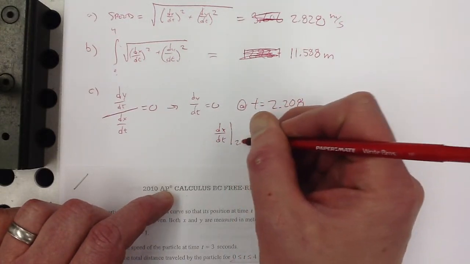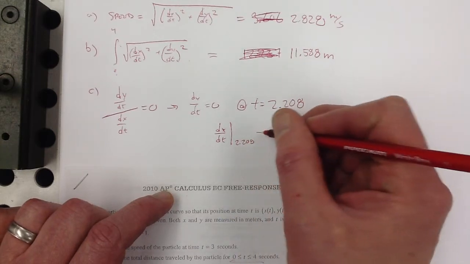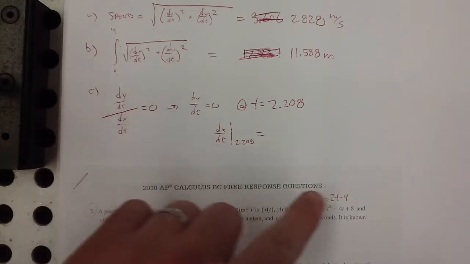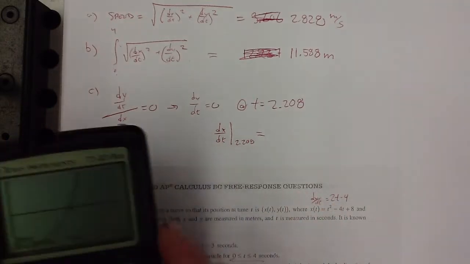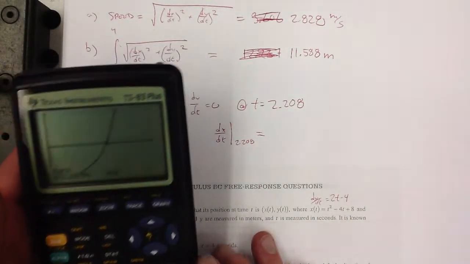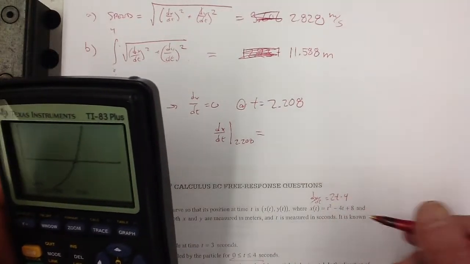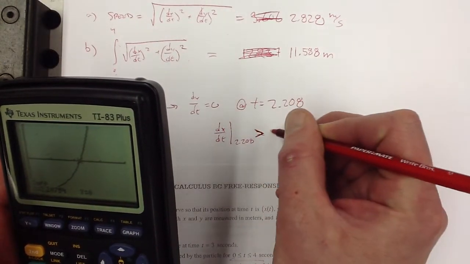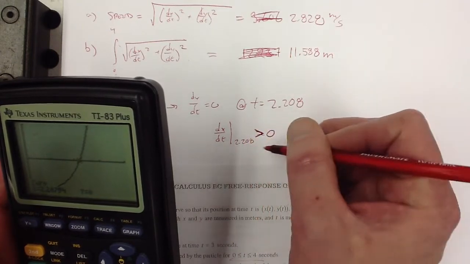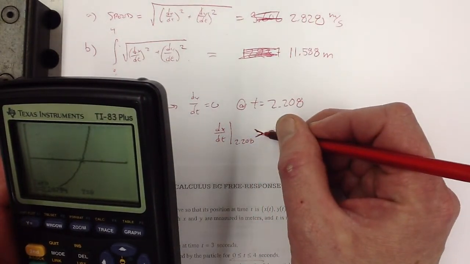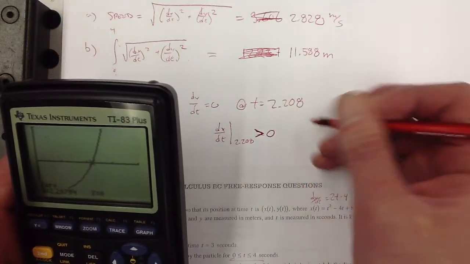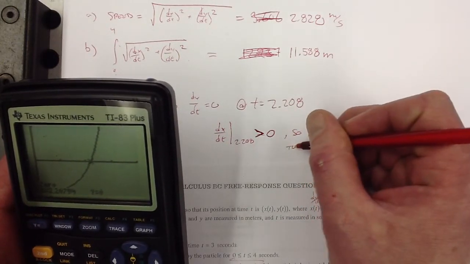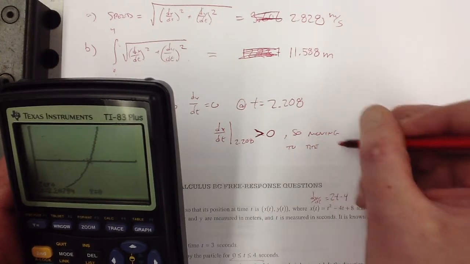At 2.208, that's equal to, the derivative was just 2t minus 4, right? So 2 times that minus 4. And I can see that that's going to be positive. That's all we really care about. So let's just say that it's greater than 0, right? Because 2 times that is bigger than 4, minus 4. So dx/dt is greater than 0. So moving to the right, because that's the positive direction.